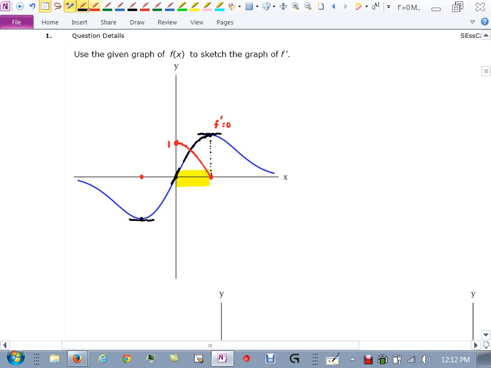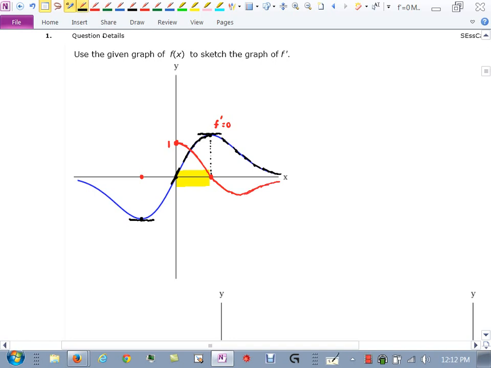Once I get past this point, my slopes are negative, negative, negative, and then they start to straighten out a little bit here. They look like they're getting closer and closer to becoming flat, but they're still sloped down slightly. So those are negative numbers, but they're getting smaller. My derivative will be negative values, and those negative values are getting smaller and smaller. So it'll look something like that.